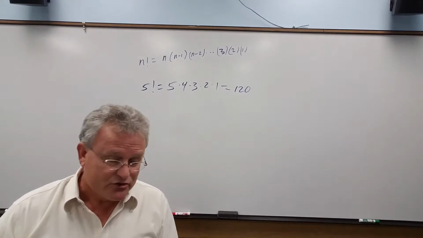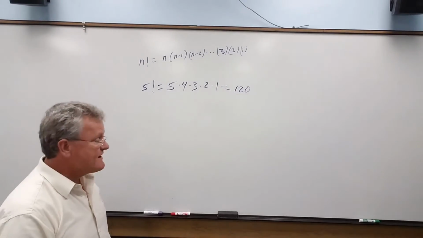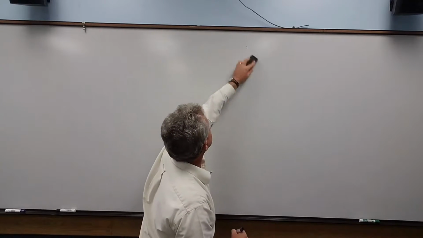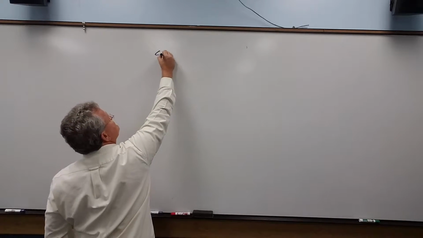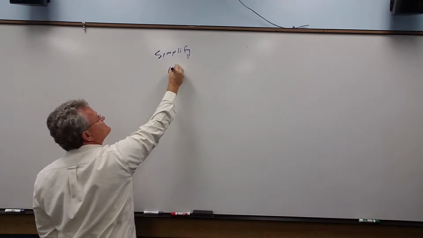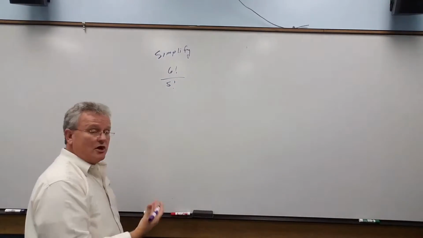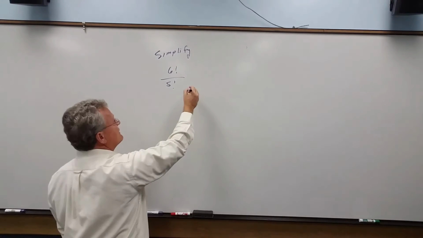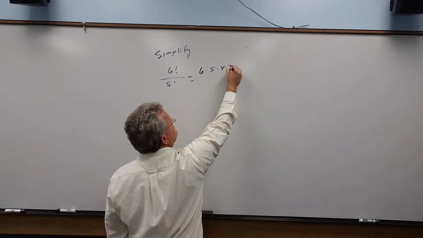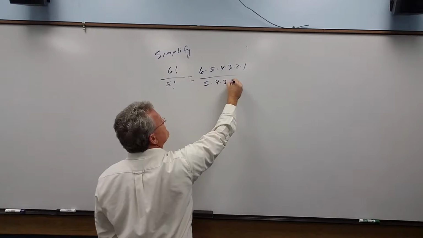Okay, good. So then I do simplifying expressions that have factorials. So let's say we want to simplify 6 factorial over 5 factorial. The first time I do this, I write the whole thing out. 6 factorial is 6 times 5, 4, 3, 2, 1. 5 factorial is 5, 4, 3, 2, 1.